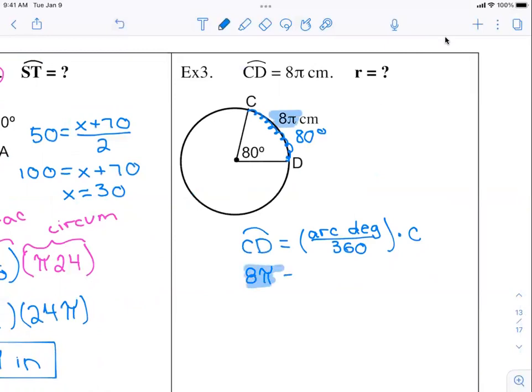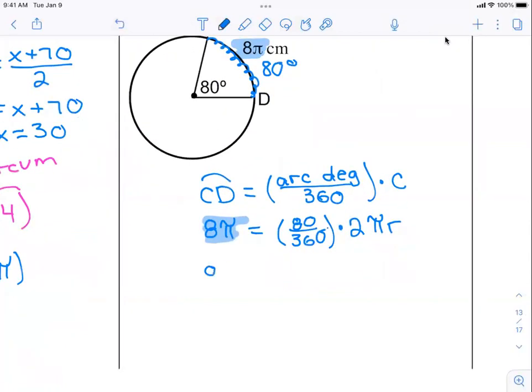So we're not finding it. We're working backwards. The arc degree, do we know the degree? Yes, we do. We know that it's 80 out of 360. Do we know the circumference? No, but we know that we can find it by doing 2 pi r. So notice that we know everything but r. So we're using the equation to solve.